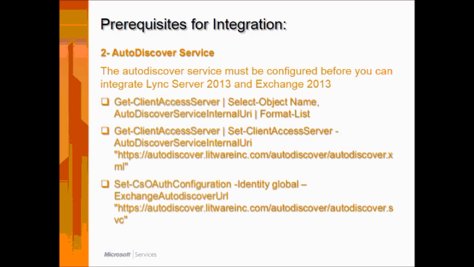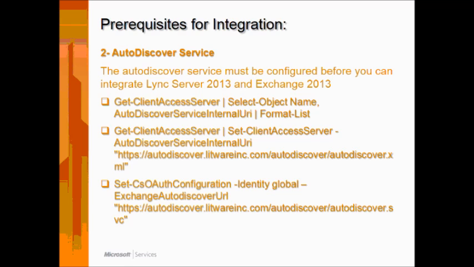The second step is to make sure that the Autodiscover service for Exchange is ready, and you need to configure your Lync server to point to this Autodiscover service. This is important to make Lync capable of contacting the Exchange Server Autodiscover service and getting user information from it.